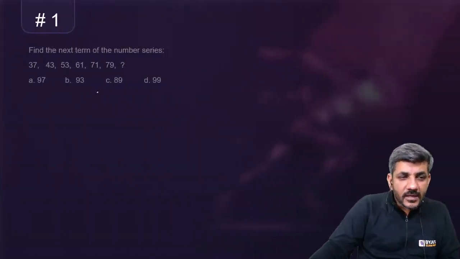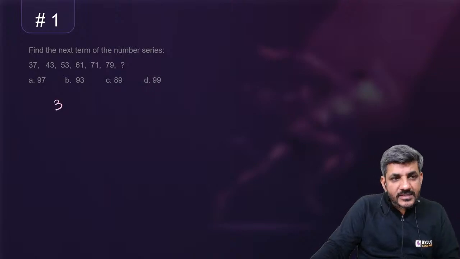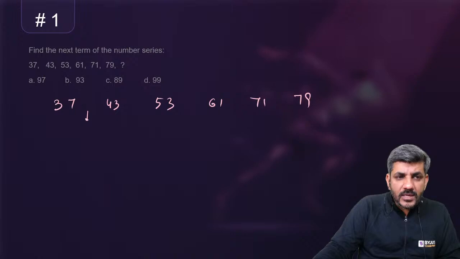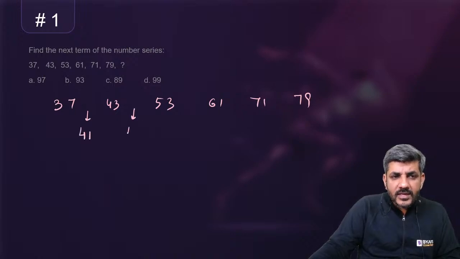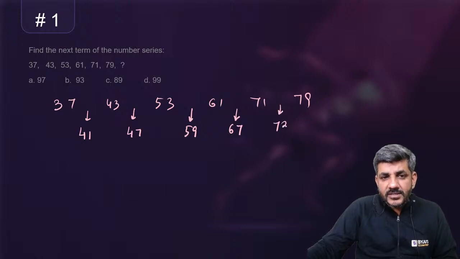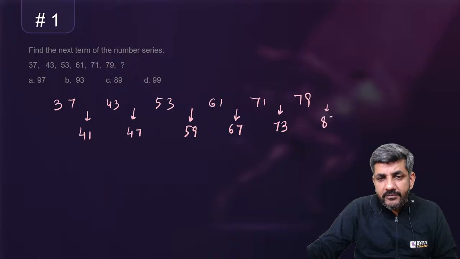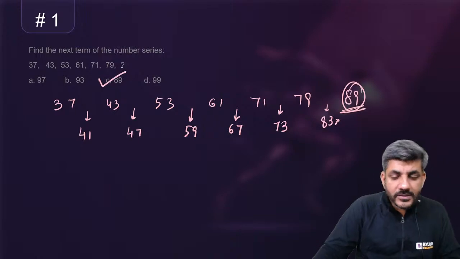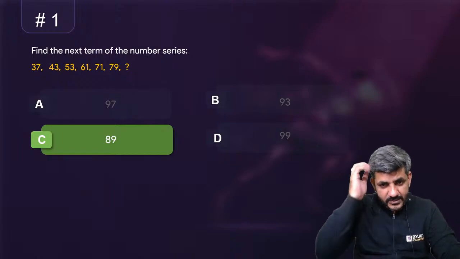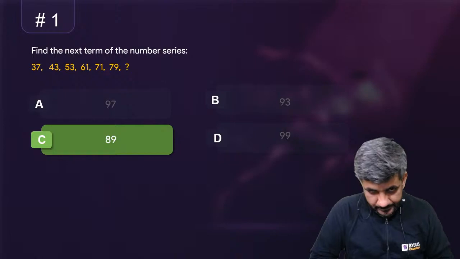Find the next term of the series. I can clearly see that if I look at these numbers 37, 43, 53, 61, 71, 79, they are all primes. Between 37 and 43 there was another prime, 41. Between 43 and 53 there is a prime, 47. Between 53 and 61 there is a prime, 59. Between 61 and 71 there is a prime, 67. Between 71 and 79 there is 73. That means now I have to leave 83 and the next prime I have to write is 89. So the correct answer for this question is option C, 89 is the next term in the series. It is just the series of prime numbers skipping one prime each time.